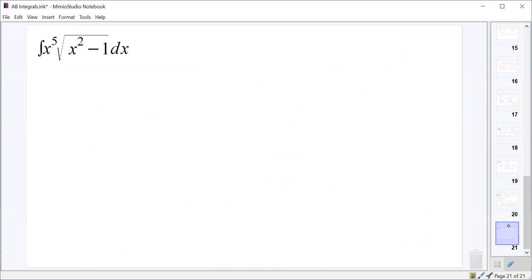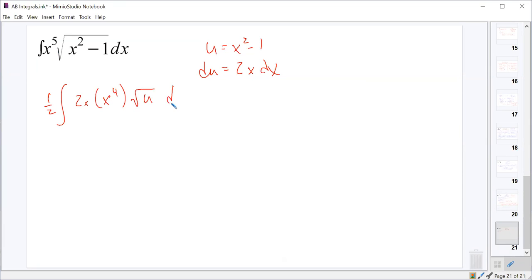What's our u sub going to be? X squared minus 1. All right. Same as before, u is x squared minus 1. Du is still 2x dx. We'll still need a 1/2 and then a 2 there. And we're left with an x to the 4th if we pull the x out of the x to the 5th. And the 2x dx should become our root u, and our x to the 4th.